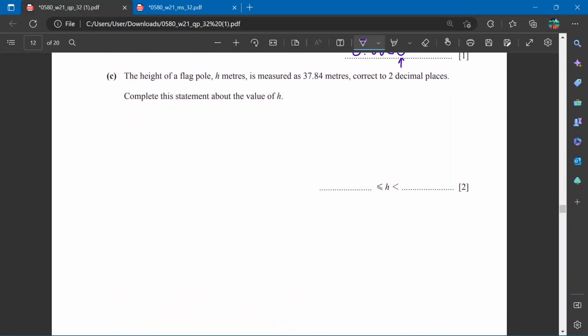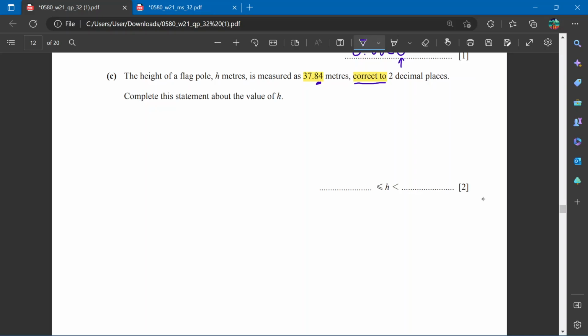Question C. We've got a flagpole and it's measured. And when you see correct to, this is the key words here, correct to. Let's highlight that. Correct to. Okay, that means that this number here has been rounded to 2 decimal places. As you can see, it has only 2 decimal places. So the question here is, what could the numbers have been before you rounded it? So when we write the answer here, we need to write 3 decimal places.